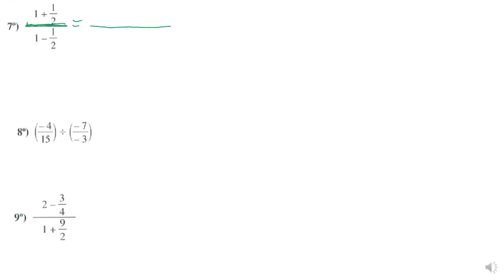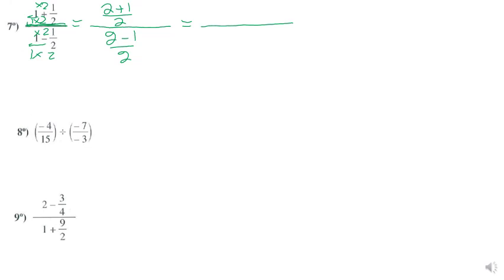Now, if you look at the numerator, I have 1 plus half, so I have to add these. We put 1 over 1 and we multiply by 2. So what do we get? 2 plus 1 over 2. The same thing in the denominator, we put it over 1 times 2 times 2. So it's 2 minus 1 over 2. Equal and big line of fraction before you do anything else.